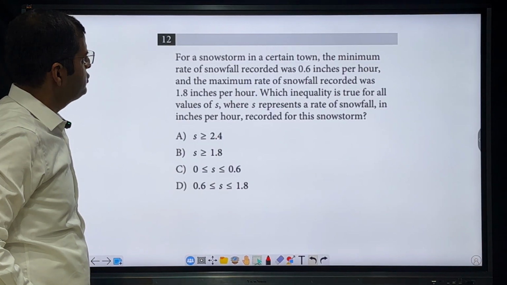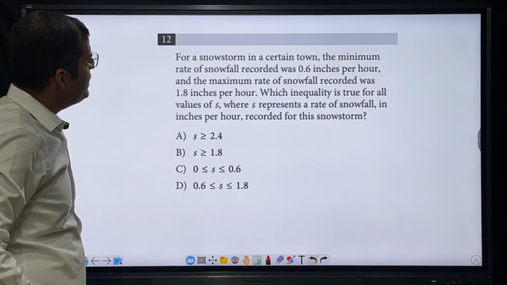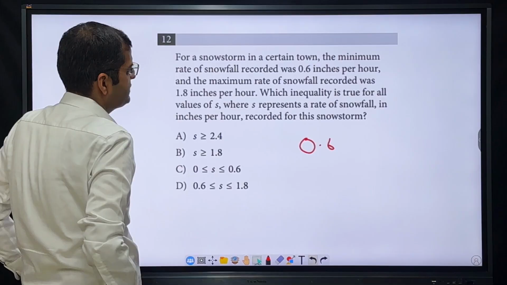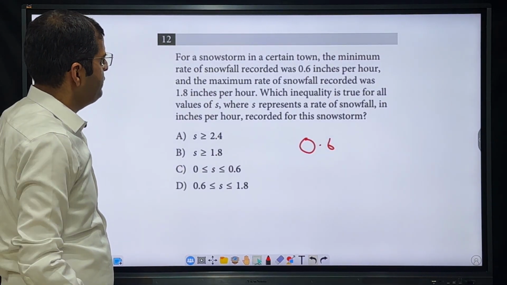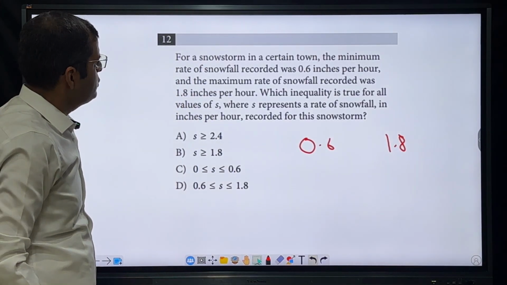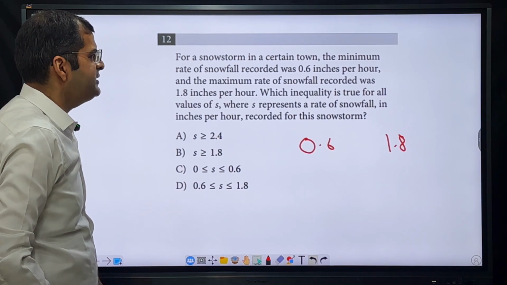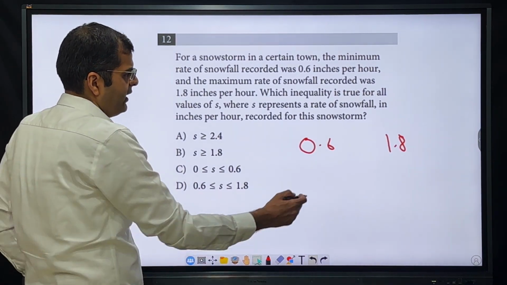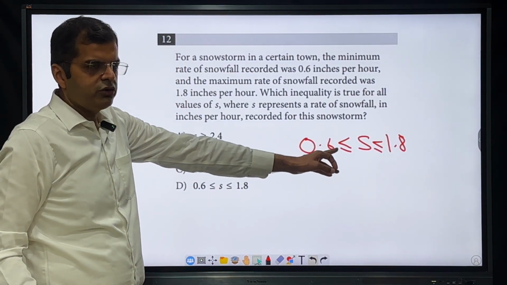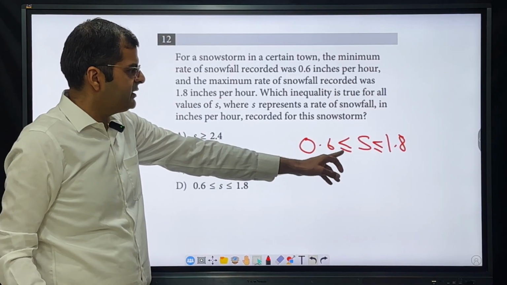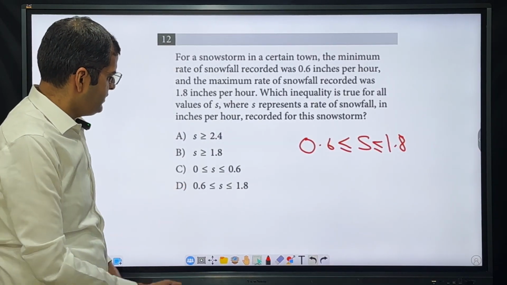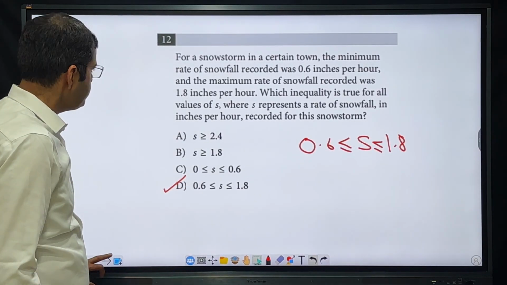Now this question says for a snowstorm in a certain town, the minimum rate of snowfall recorded was 0.6 inches per hour. So minimum is 0.6 and maximum rate was recorded as 1.8 inches per hour. Which inequality is true for all values of S, where S represents the rate of snowfall in inches per hour? So S actually lies between 0.6 and 1.8. The minimum was 0.6, so it is also included. So that is why S is greater than or equal to 0.6. At the same time, S is less than or equal to 1.8. So answer option D is the correct answer here.